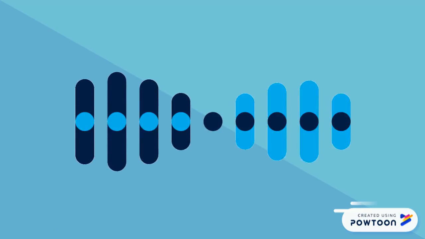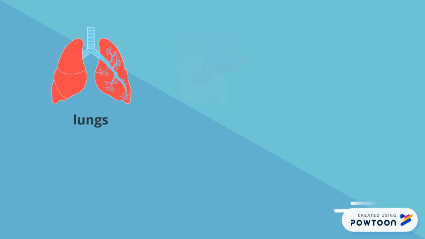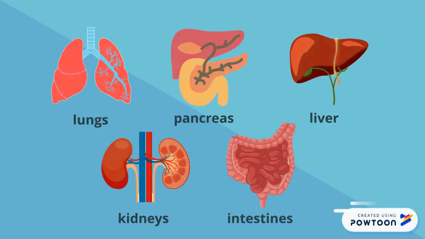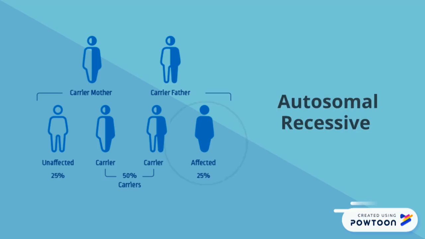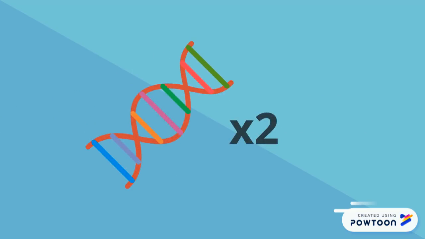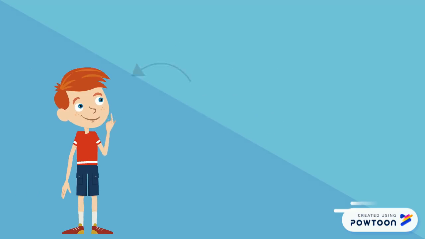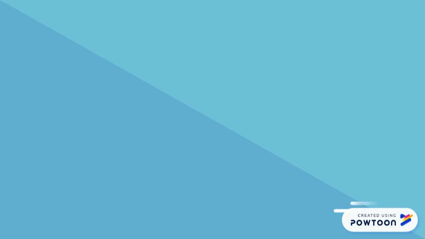Cystic fibrosis is a genetic disorder that affects mostly the lungs, but it can also affect the pancreas, liver, kidneys, and the intestines. Cystic fibrosis is inherited in an autosomal recessive manner, and it is caused by the presence of mutations in both copies of the gene for the CFTR protein. Those with a single working copy are carriers and are otherwise mostly healthy.